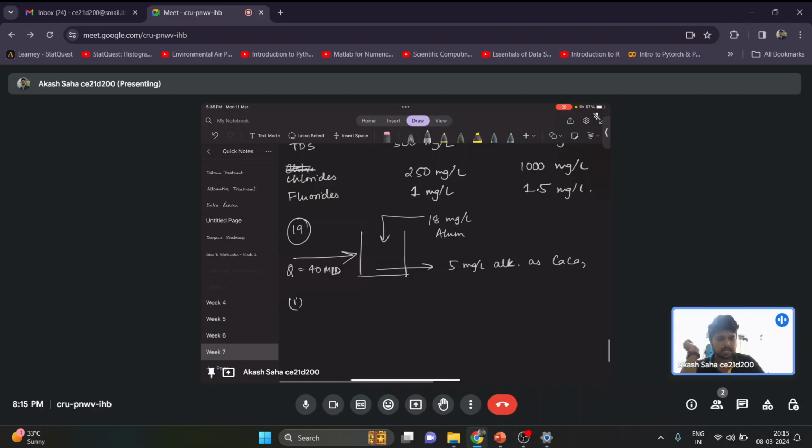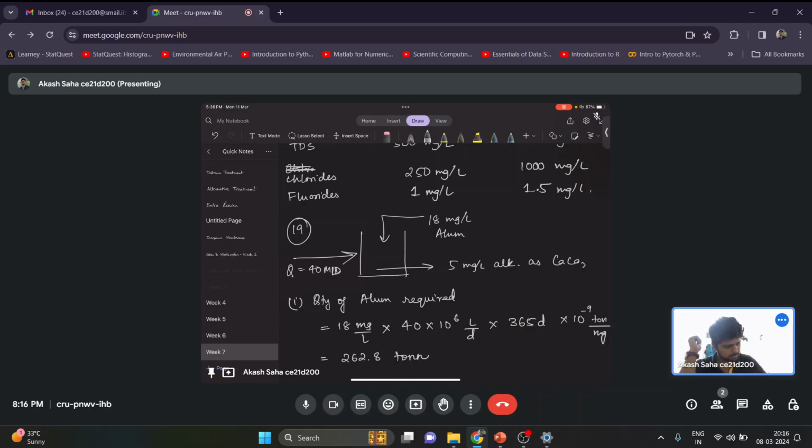So the first part, the yearly alum requirement. The quantity of alum required is 18 milligram per liter into 40 into 10 to the power 6 liters per day into 365 days, and we convert this into tons. Okay, so we'll get it as 262.8 tons per year. So this is the yearly alum requirement.